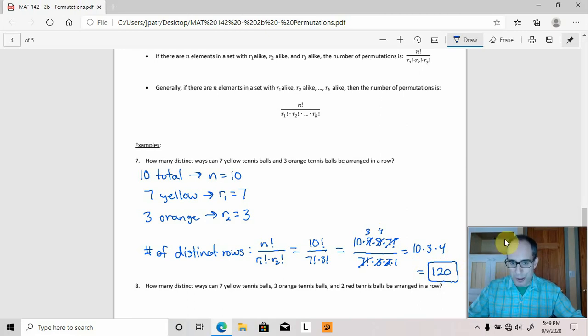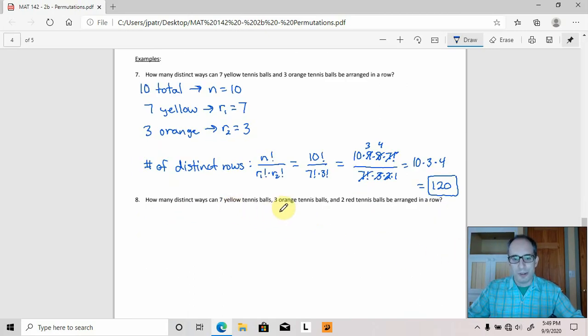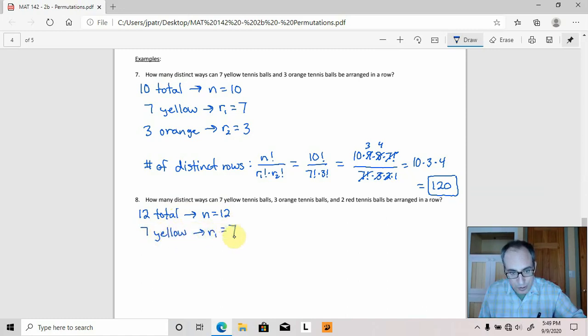Okay. And then how about this one? We got 7 yellow, 3 orange, and now 2 red tennis balls. So now we've got 12 total, because we got 7 plus 3 plus 2. So 12 total, which would mean that n is 12. Then we've still got 7 yellow, so r1 is still going to be 7. And we've still got 3 orange, so r2 is still going to be 3. But now we're going to have an r3 because we got 2 red. So r3 is going to be 2.